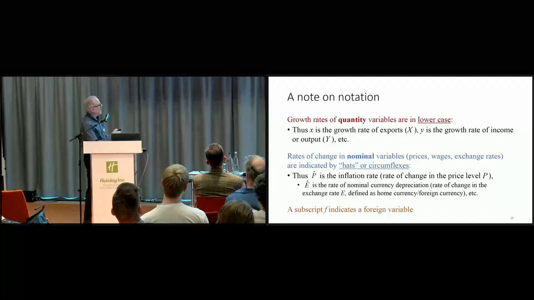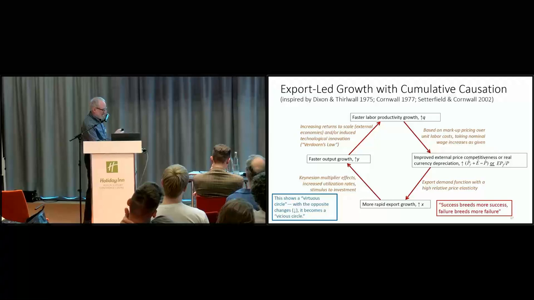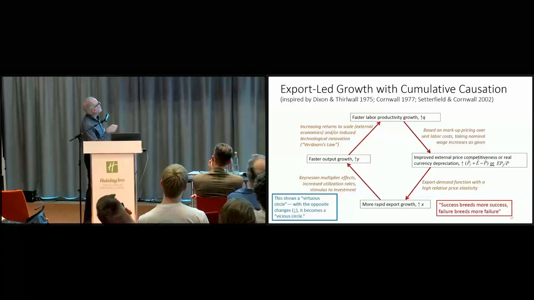Now, what I've depicted with these upward arrows is success breeding more success, which I am not having with the pointer. I seem to be suffering diminishing rather than increasing returns. If I put downward arrows in all these little boxes here, we would see failure breeding more failure. So countries whose exports grow more slowly would have less rapid growth of output, their productivity growth would slow down, their competitiveness in price terms would worsen, and then their exports would grow yet even more slowly.